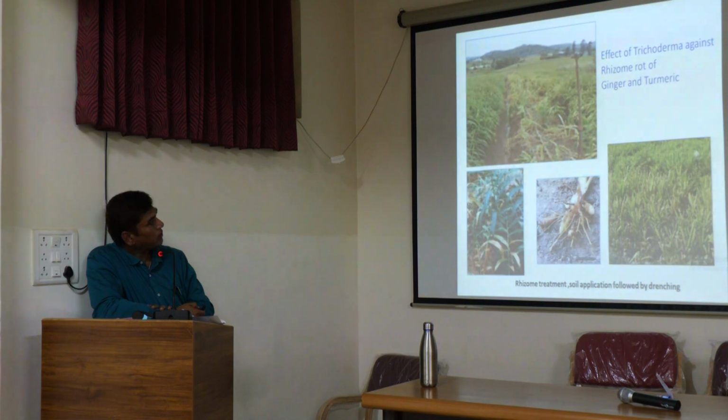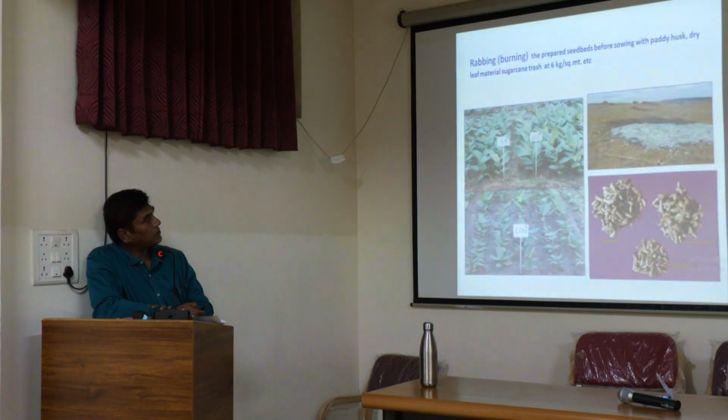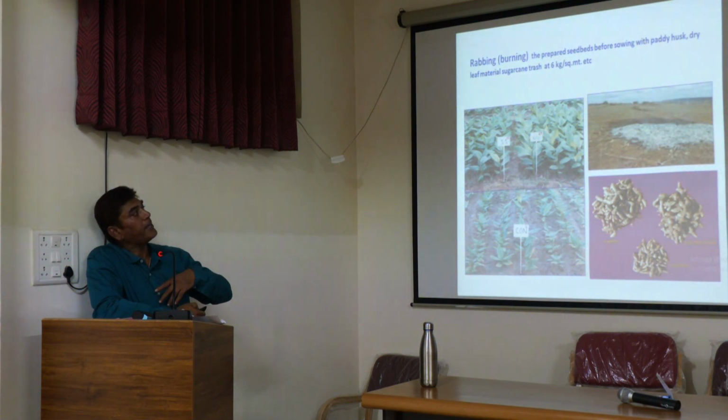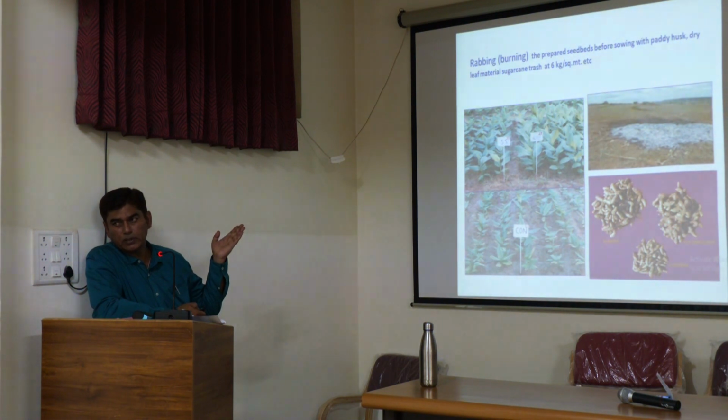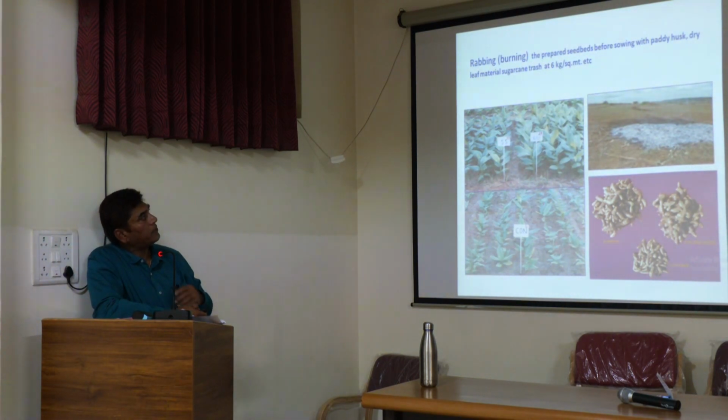This is the ginger rhizome rot incidence. And rabbing, one more practice to overcome soil-borne disease: burning the prepared seed bed before sowing with paddy husk and dry leaf material of sugarcane. Per square meter, 6 kg we can burn.